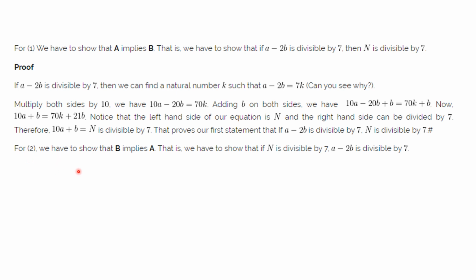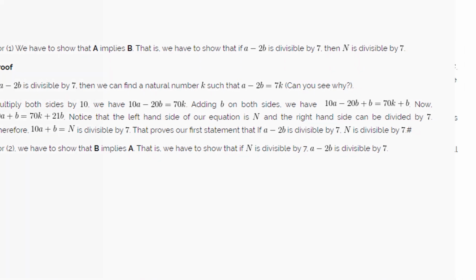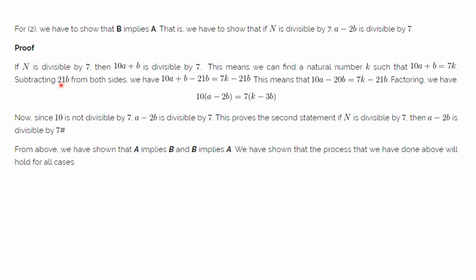Now for the second step, we have to show that B implies A. That is, we have to show that if n is divisible by 7, then A minus 2B is divisible by 7. Okay, well, let's assume that n is divisible by 7, and we know this representation for n, 10A plus B is divisible by 7. So we can find a natural number K such that 10A plus B is equal to 7K.